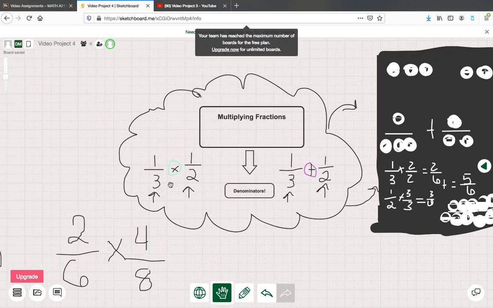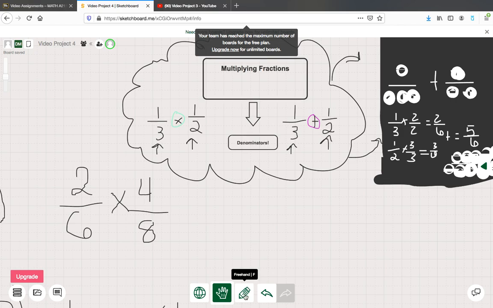For multiplication, it's much different. The denominator is not the most important part of it. The most important part of it is the division bar between the 1 and the 3 and the 1 and the 2. What I mean is, there are two parts to this equation. There's the division of 1/3 and the division of 1/2 in the multiplication side.